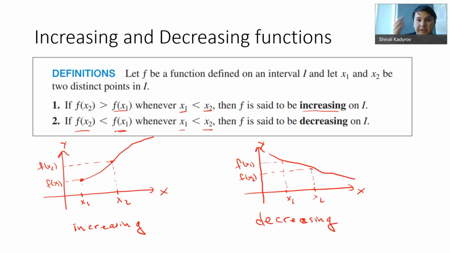So basically, you need to check, and this needs to be true for every such x1, x2. It's not just for two particular x1, x2. You have to check it for every single x1, x2. So whenever x1 is less than x2, you need to have f of x2 bigger than f of x1. Then we say it's increasing. Otherwise, if f of x2 is always less than f of x1, then we call it decreasing. Okay.